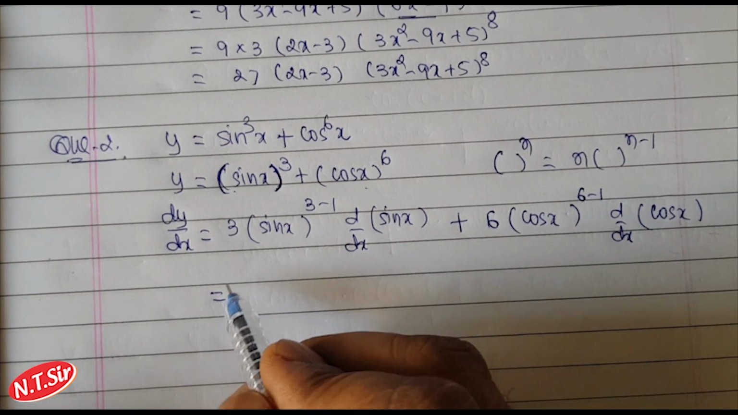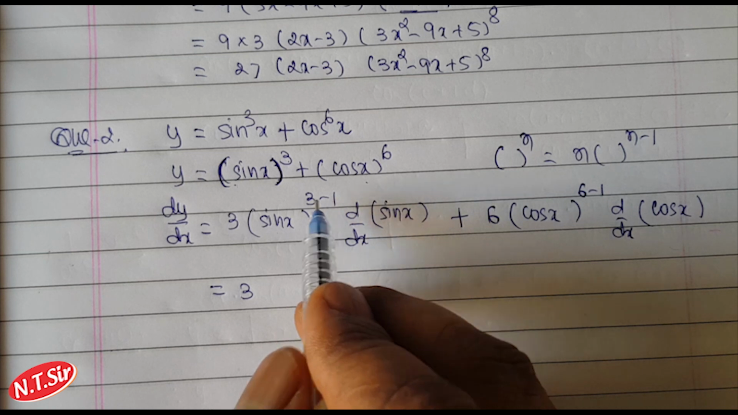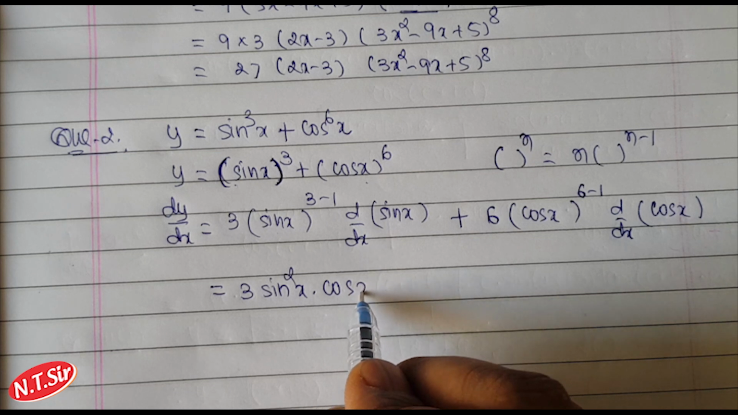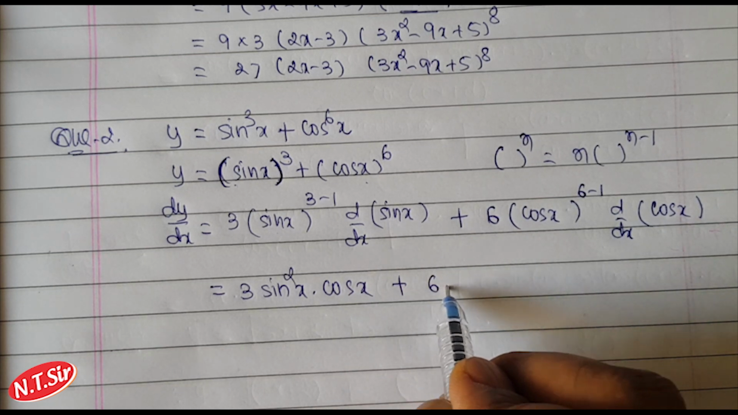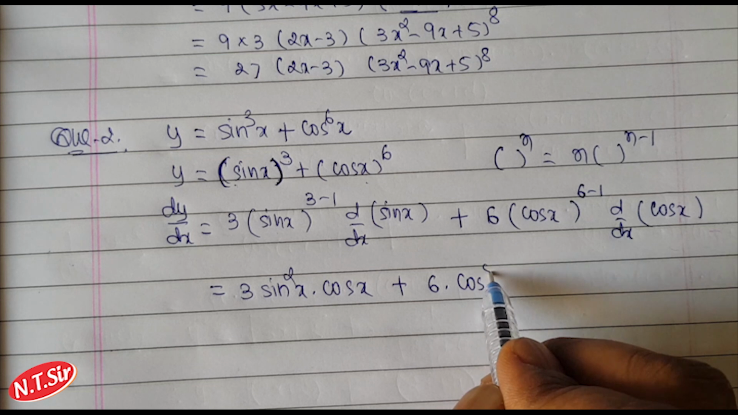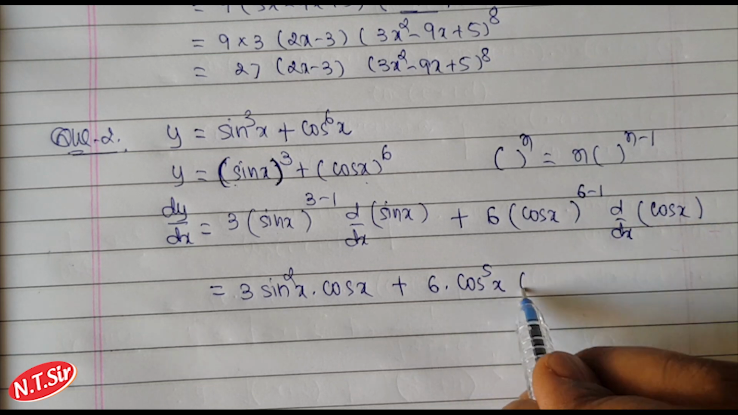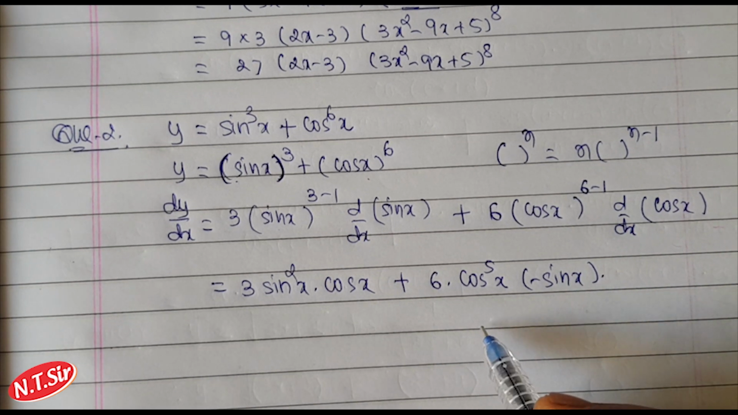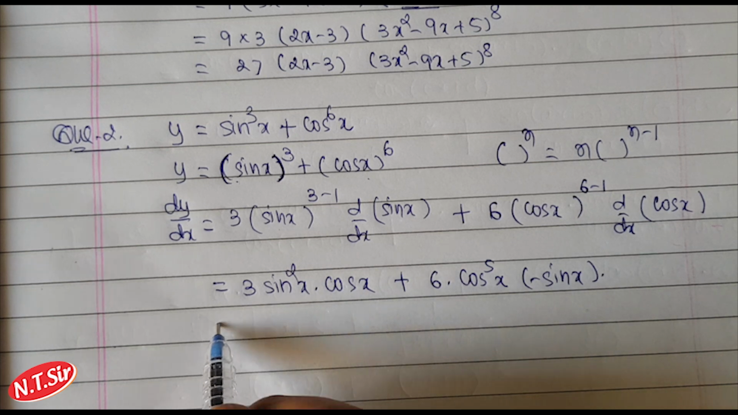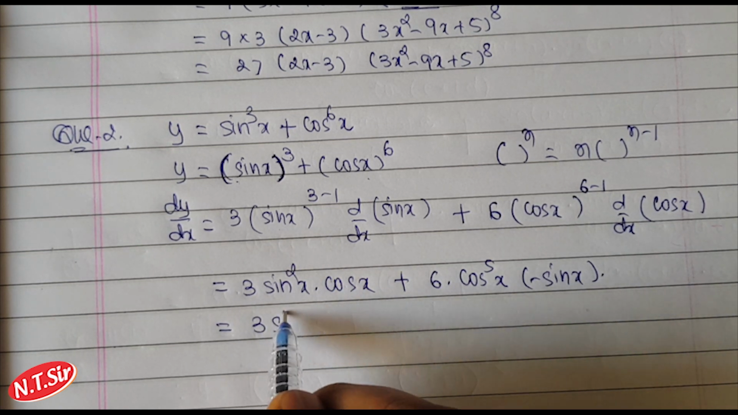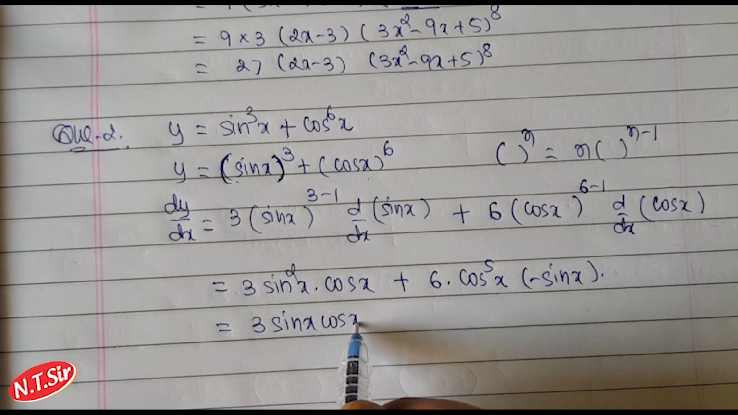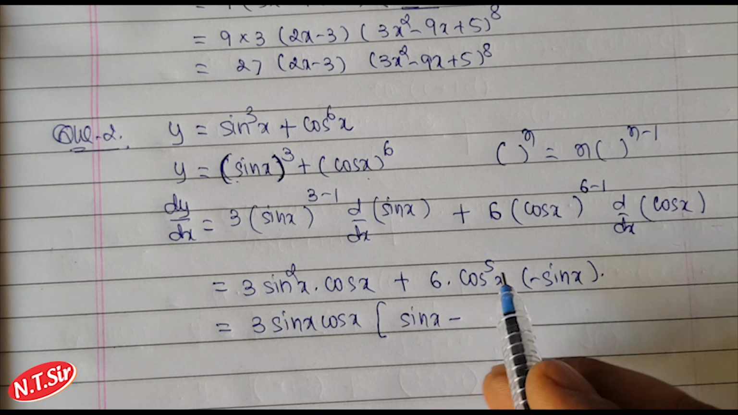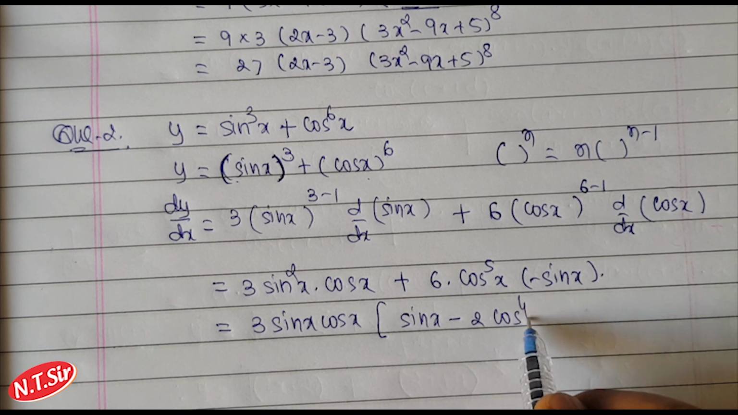So this is 3 times sin x raised to 2, that is sin square x, derivative of sin x is cos x, plus 6 into cos raised to 5x, and derivative of cos x is minus sin x. So now taking common 3 sin x cos x, the remaining term will be sin x minus 2 times cos raised to 4x.